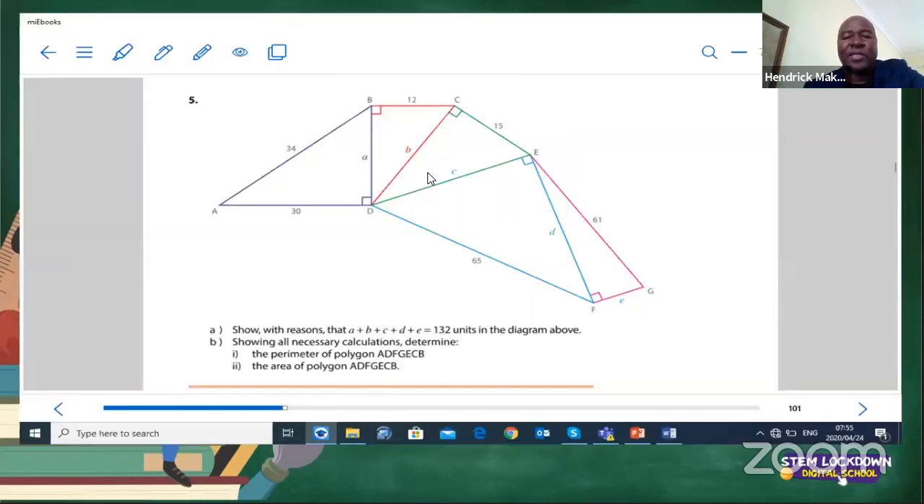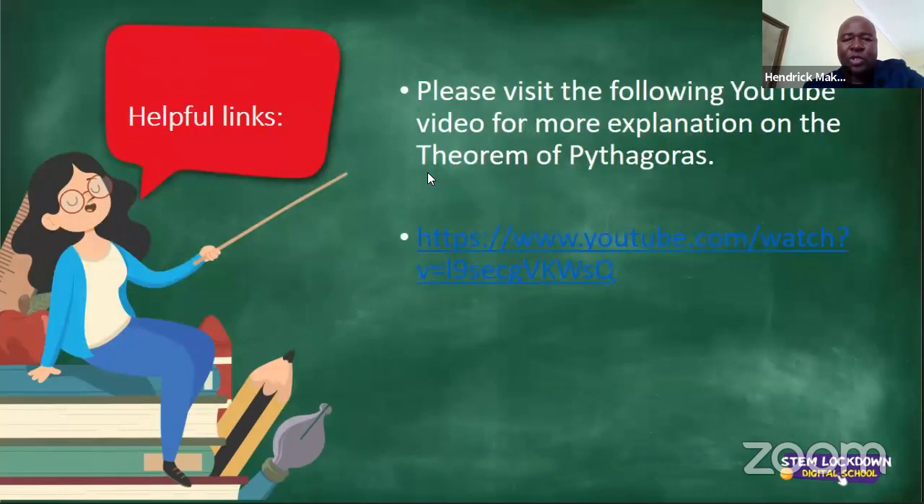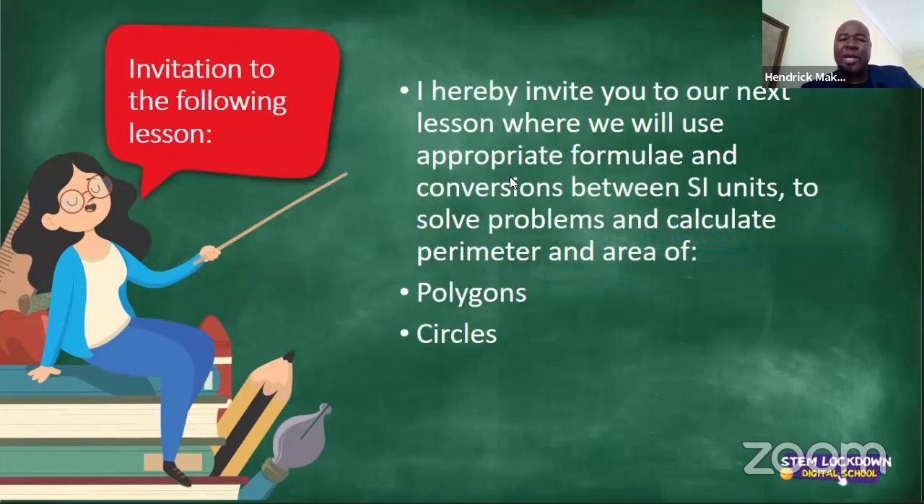We still have a lot of examples that I wanted to look at, but for now, I just want to urge you to visit the YouTube link that is on the board there, just to have more explanation on Pythagoras. And of course, I invite you to the next lesson, where we will continue to solve these problems, calculating the perimeter and the area of polygons. And at some point, we'll also calculate the area of a circle, as well as the perimeter of a circle. But for tomorrow, we'll just do the polygons.